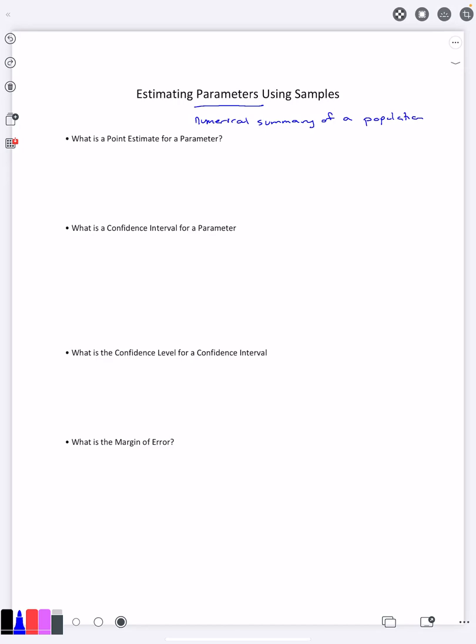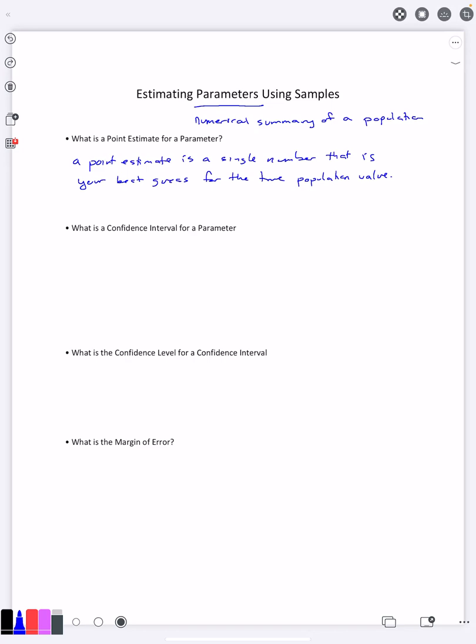So a point estimate is a single number that is your best guess for the true population value. So if you're trying to find the true population average height for adult males, you're going to come up with a single number that is your best guess. That is called a point estimate.